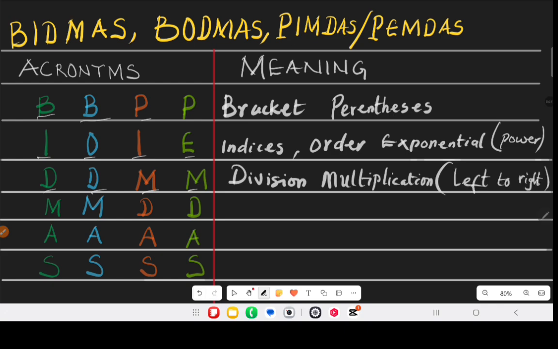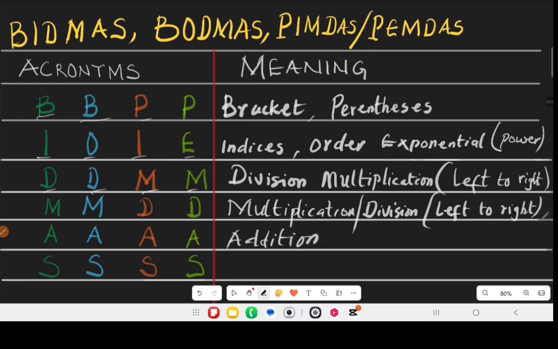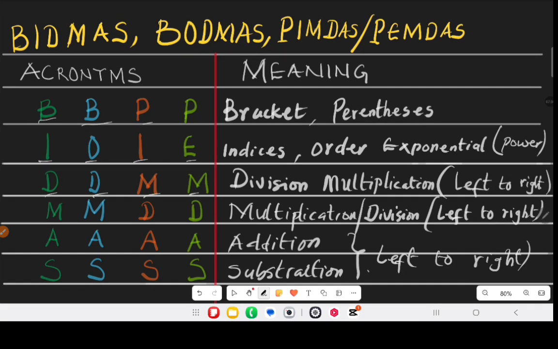In the third one, we still have multiplication and division. Multiplication comes first, but the rule still remains: solve from left to right. Then we have A, which stands for addition, and S, which stands for subtraction. In order of operation, for addition and subtraction, whichever comes first, you solve from left to right. Now we know the full meaning of the acronyms BODMAS, BIDMAS, PENDAS, and PINDAS. Then let's take examples, starting from the simplest one.